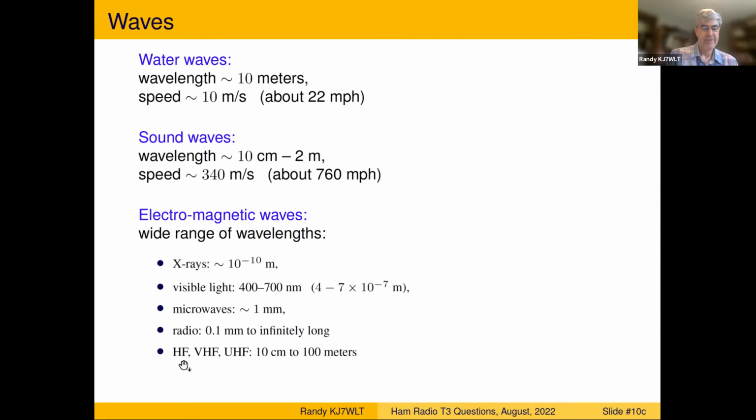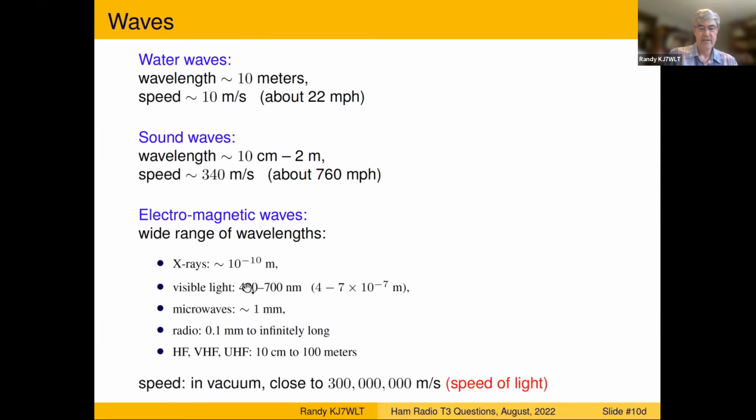And in particular, for the technician license, we're mostly interested in HF, high frequency, VHF, very high frequency, and UHF, ultra high frequency, and those are roughly from 10 centimeters to 100 meters for the wavelength. Okay, so they have different physics involved, but they're the same sort of wave propagation as these other things. But one big difference is the speed.